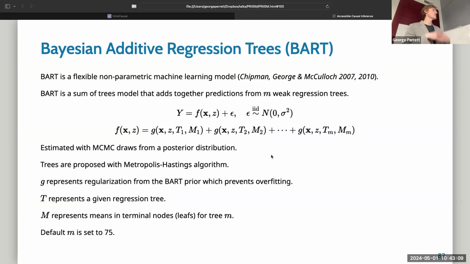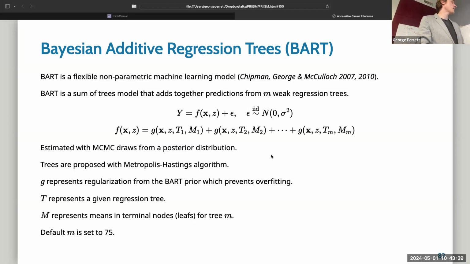There are several machine learning models that do this. They're called ensemble-based methods. One ensemble-based method is Bayesian additive regression trees. It's a flexible non-parametric machine learning model, and it's a sum of many, many trees. Here's the whole model where T1 is a given regression tree and M1 are the terminal leaves in that regression tree. Then we have T2 all the way to Tm, where M is the number of trees, and each tree is contributing a tiny bit. We sum together all their contributions to get a prediction.